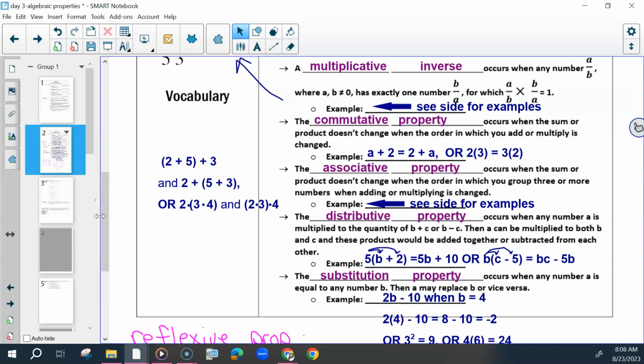The substitution property occurs when any number a is equal to any number b. Then a may replace b or vice versa. Substitution kind of happens all the time, anytime you multiply or add or subtract or divide or do any sort of operation. For example, 2b minus 10 when b equals 4, actually substituting a number in for the value of b. So 2 times 4 minus 10 equals 8 minus 10, which is negative 2.